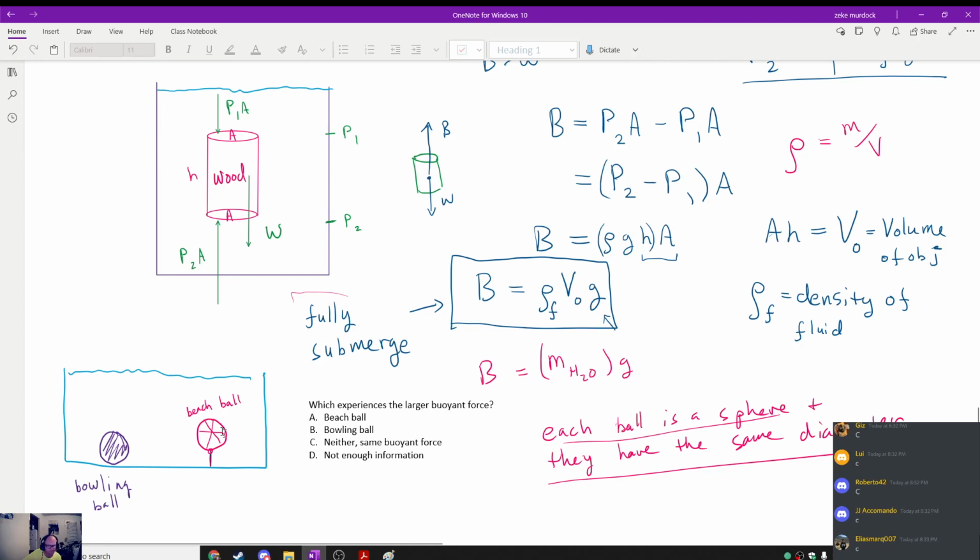What is it that makes the beach ball float but makes the bowling ball not float, though? It's lighter, so the buoyant force is stronger than the weight of the ball. That's exactly right. In the case of the bowling ball, the weight is larger than the buoyant force. Doesn't mean there's not a buoyant force. The weight is just larger. In the case of the beach ball, the weight is smaller than the buoyant force. So this floats, and that sinks.